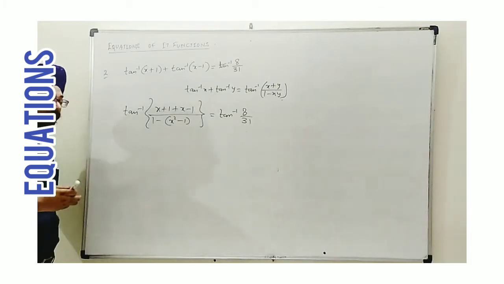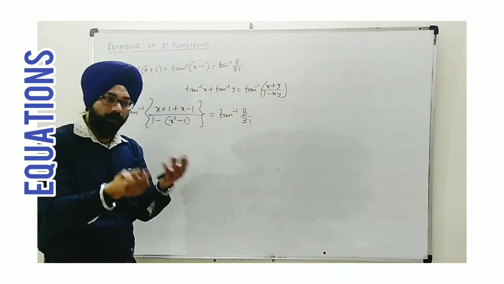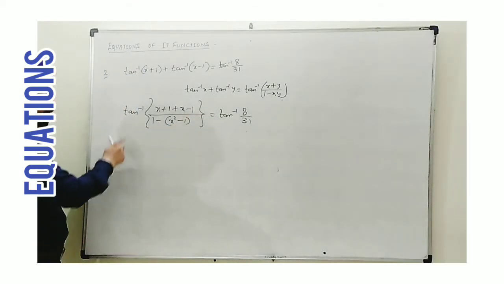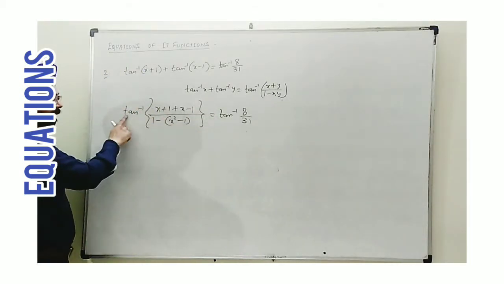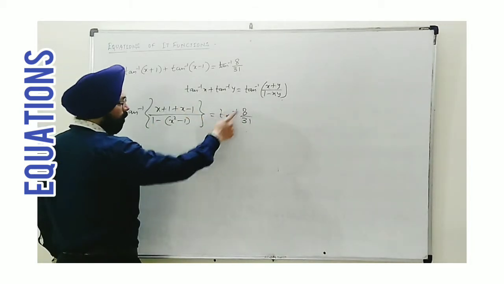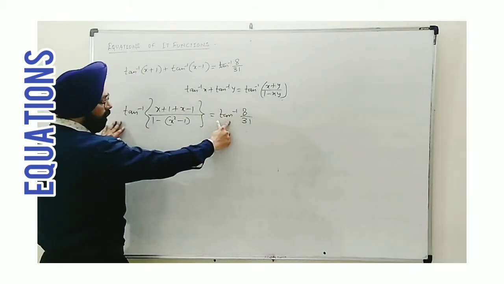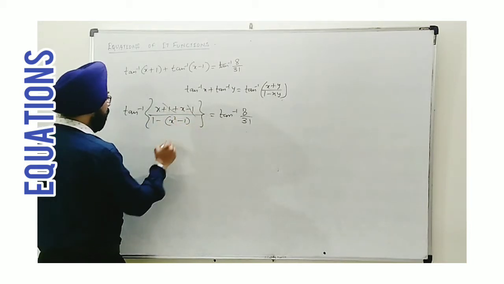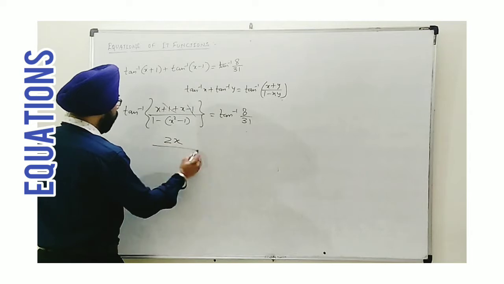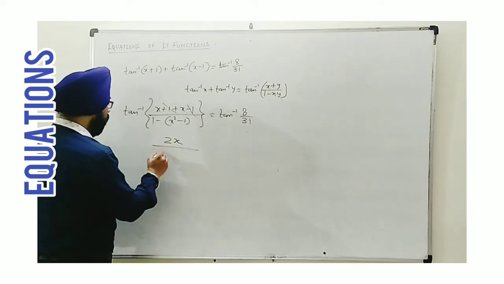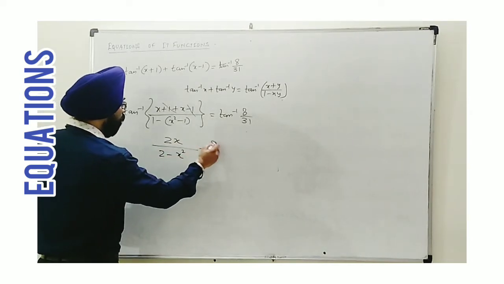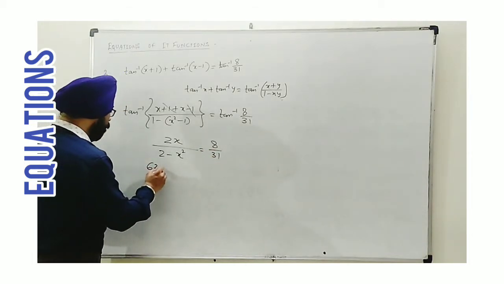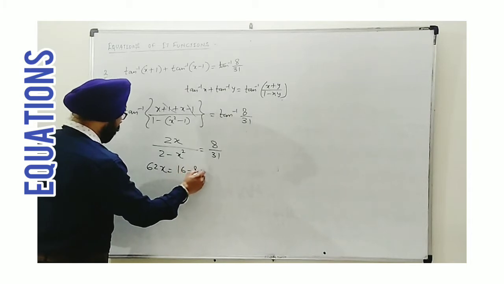And as I said, when we solve these two variable terms, obviously we will get one quadratic equation, since we have the product of x and y. Now there is a single tan inverse term on the left hand side and only one term on the right hand side. Both of the terms can be compared by writing without tan inverse. The 1 and 1 cancel out. 2x upon, opening the bracket, 2 minus x square equals 8 upon 31. This becomes 62x equal to 16 minus 8x square.